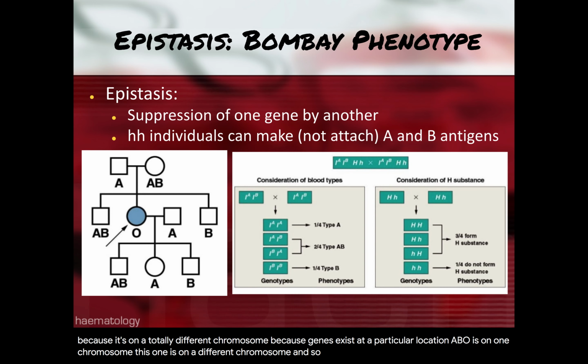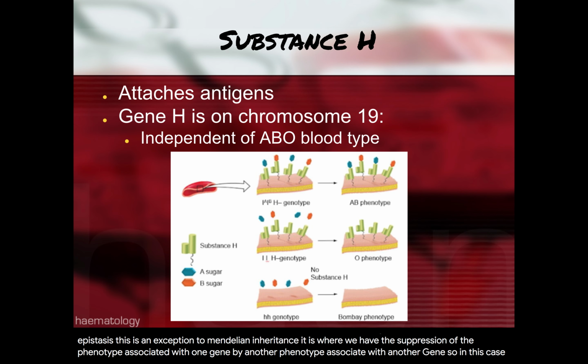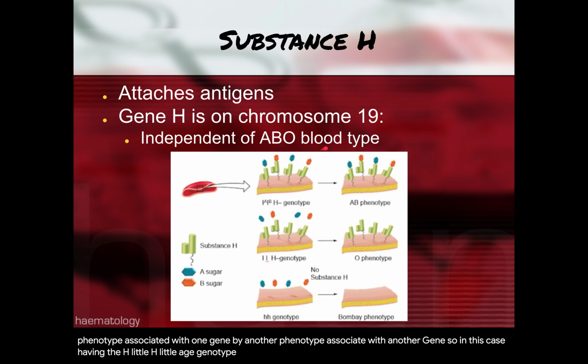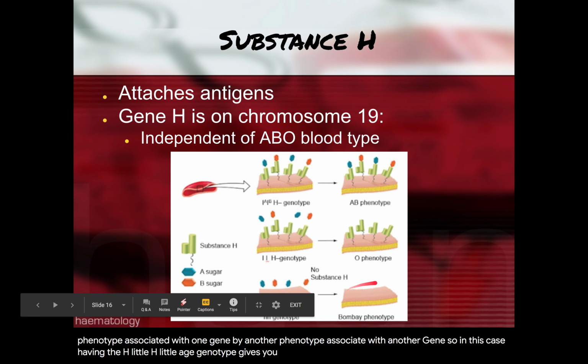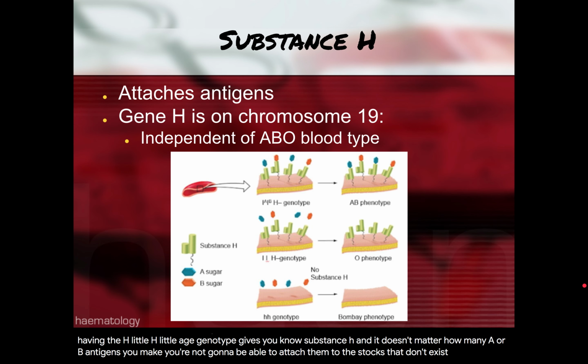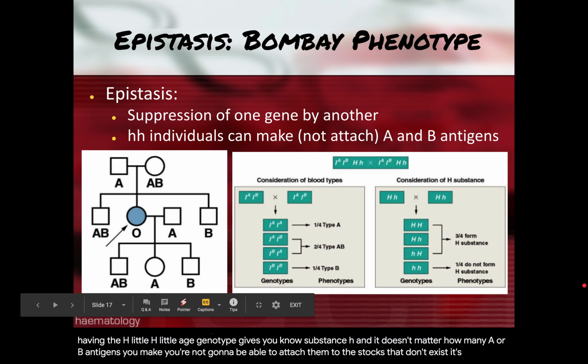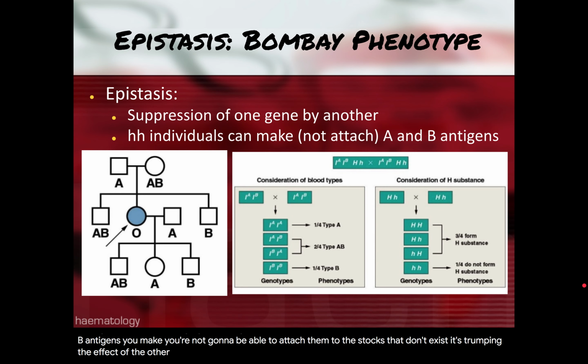And so this is an example of a genetic phenomenon called epistasis. This is an exception to Mendelian inheritance. It is where we have the suppression of the phenotype associated with one gene by another phenotype associated with another gene. So in this case, having the little h genotype gives you no substance H, and it doesn't matter how many A or B antigens you make, you're not going to be able to attach them to the stalks that don't exist. So it's trumping the effect of the other gene locus.